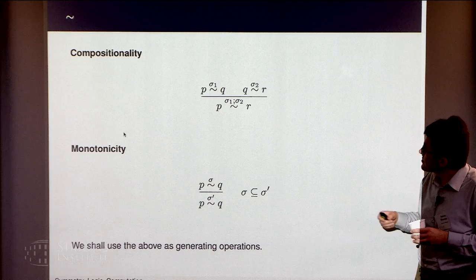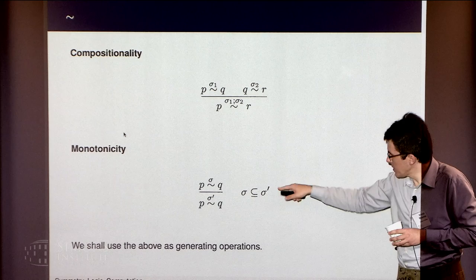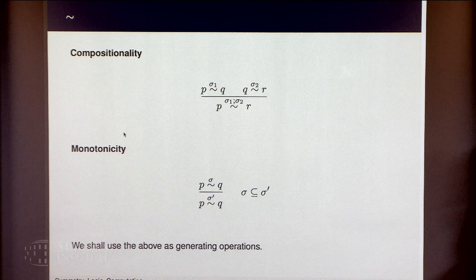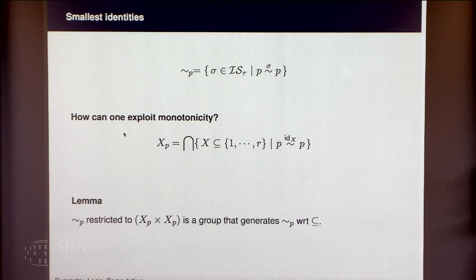So this generation will be with respect to composition, but then we are also going to take advantage of this monotonicity, and it's really less trivial to see how to do that, because we cannot really intersect two partial permutations.